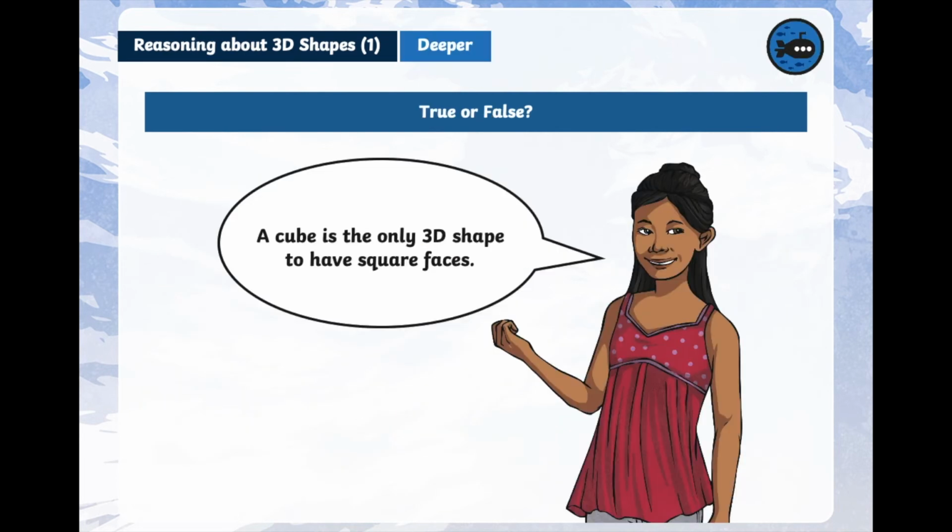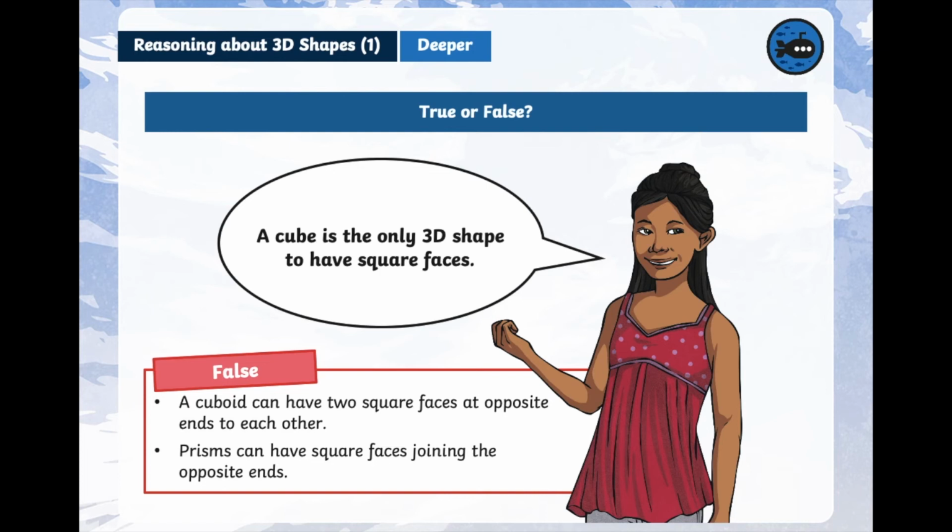True or false? A cube is the only 3D shape to have square faces. That one is false. A cuboid can have 2 square faces at opposite ends to each other, and prisms can also have square faces joining the opposite ends.